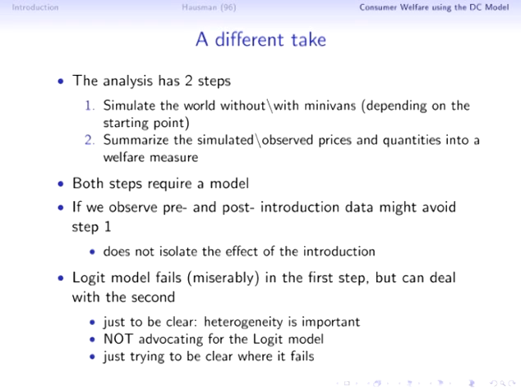Both the analysis that Petrin did and the analysis that Hausman did and others. So the first step is we're going to simulate the world with or without minivans, right? It depends kind of where we start. You can start with a world where we saw the introduction of minivans, which was, I believe, 85 or 86. We see what happened in that year, and we ask what this year would have been like had there been no minivans, right? We need the but-for world, the counterfactual world. That's the first thing we need to do.